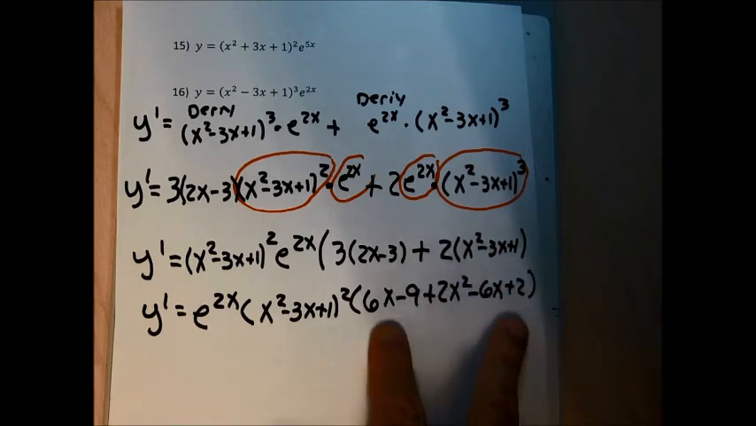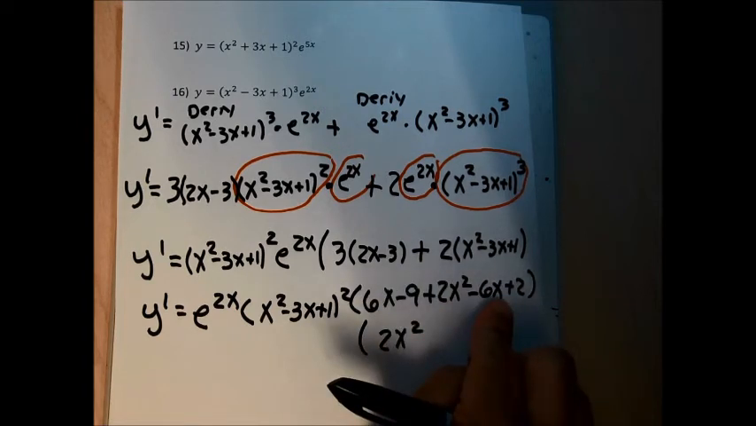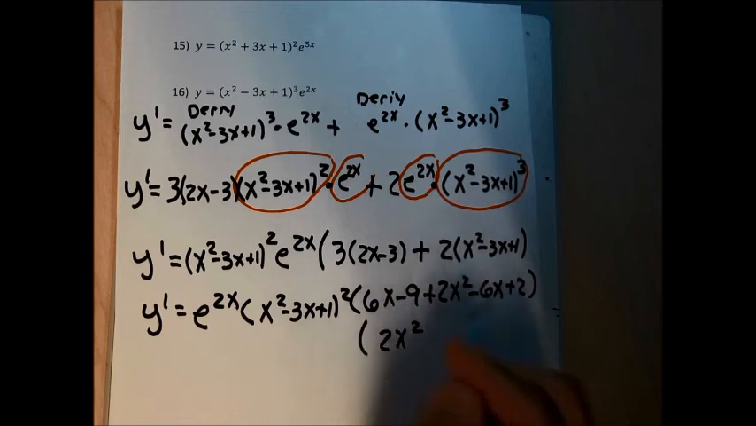Now I'm just going to clean up these. I'm going to get that 2x squared first. 6x minus 6x cancels. Minus 9 plus 2 is minus 7.